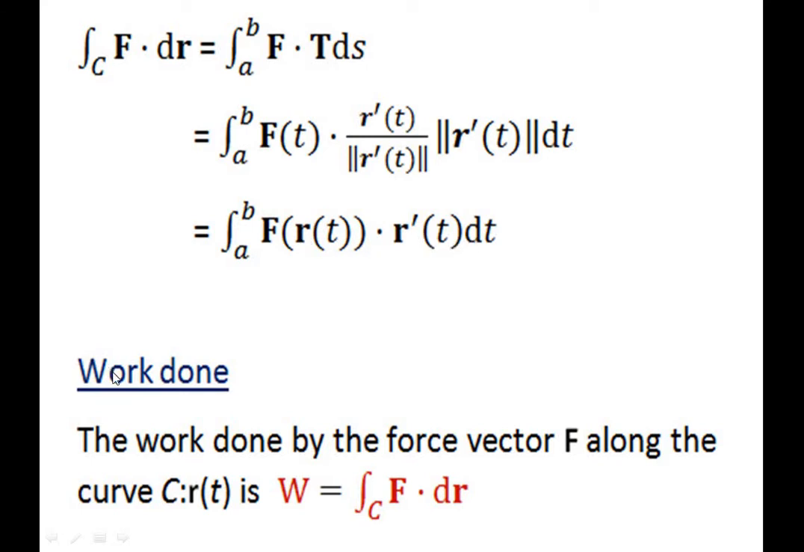Okay, next we have the work done. The equation of work done is the same as for the line integral. But here the vector f is the force vector. The work done by the force vector f along the curve C, r of t, is the total work done W equal to integral over C f dot dr. Here f is the force vector and r of t is the curve. C is the curve and r of t is its parametrization. That is, total work done W equals integral over C f dot dr.